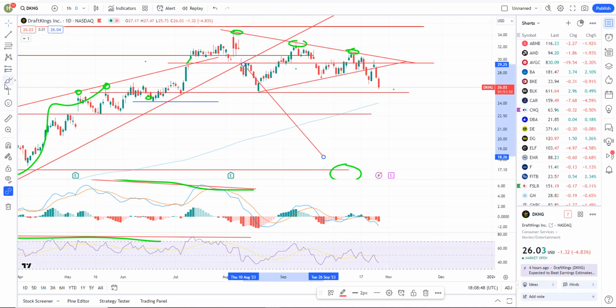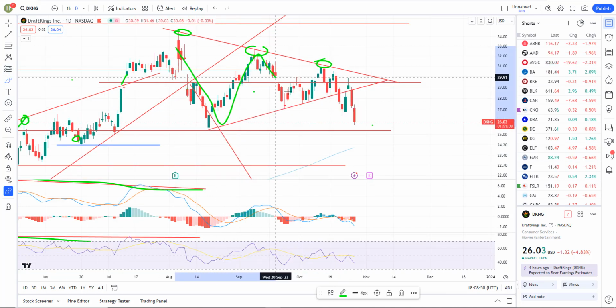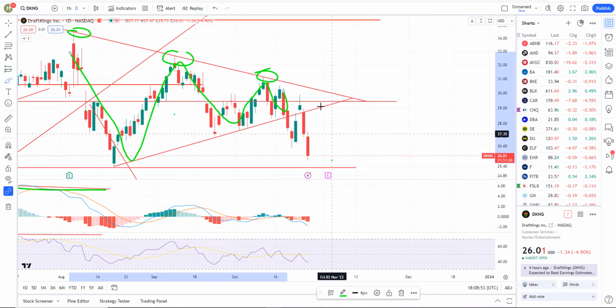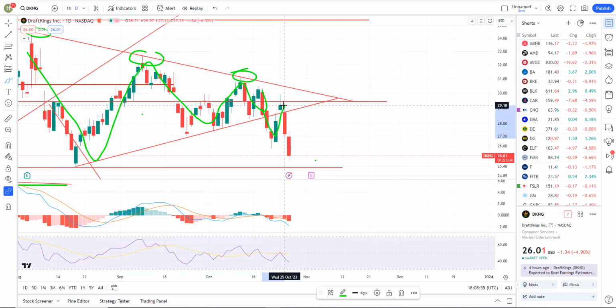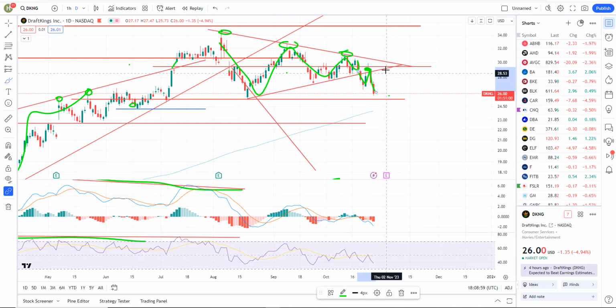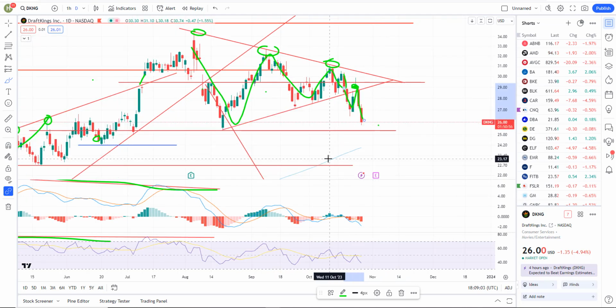It also then set up a symmetrical triangle right here, which is a decision pattern. Broke to the downside, brief little recovery followed by a hard failure. So that, to me, dictates this is heading lower. So sell the rip. That's it. Support right now is the reaction low, which is right there, 25.28, and then the 200-day simple moving average just below. So I think this will probably continue lower. Yeah, that's what I have on that one.